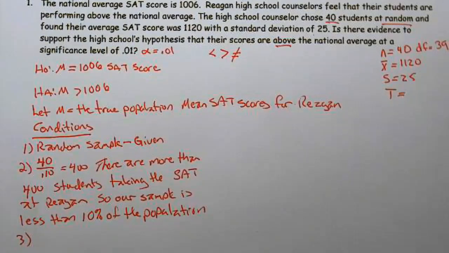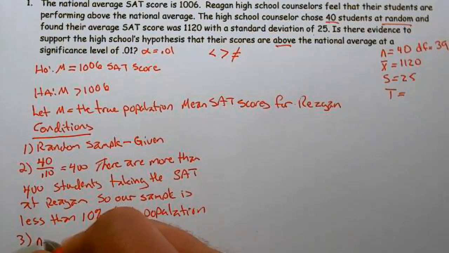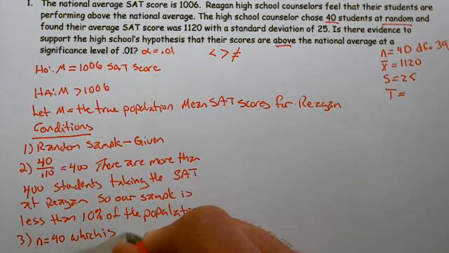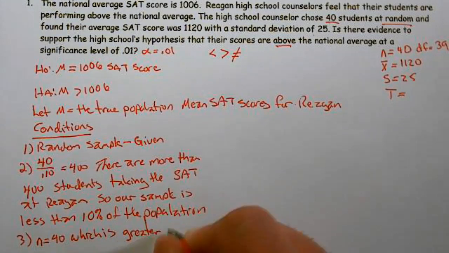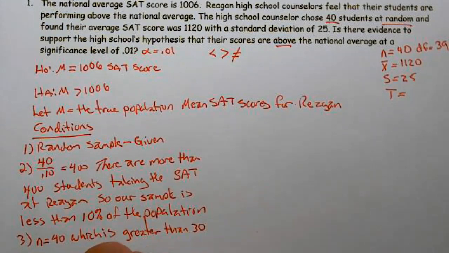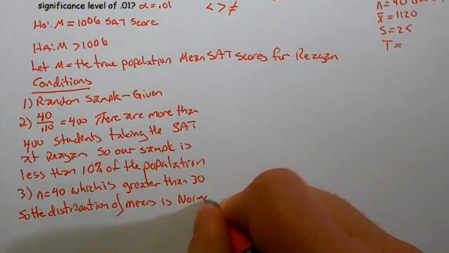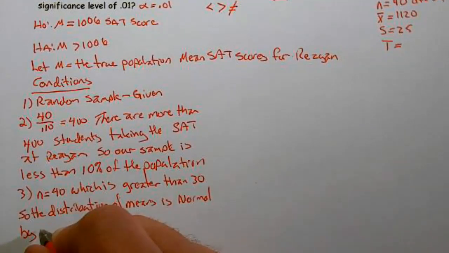They could tell me it's normal. They didn't. In this case, my sample size is 40, which is greater than 30. So the distribution, and by the way, it's not the distribution, it's the distribution of means, is normal by central limit theorem. And you need to make sure you say the distribution of means is normal by central limit theorem.